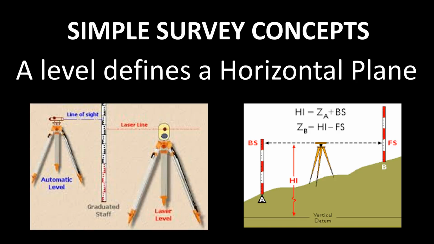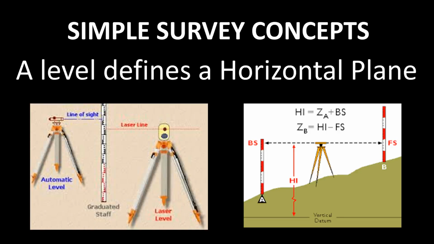Now, using that plane as a reference, you are able to measure, using the 5-meter staff, above and below the plane. That can give you the difference in height between two points, or the height above the horizontal plane as defined by the level, things like that. But that's all the level does. It doesn't do anything else.